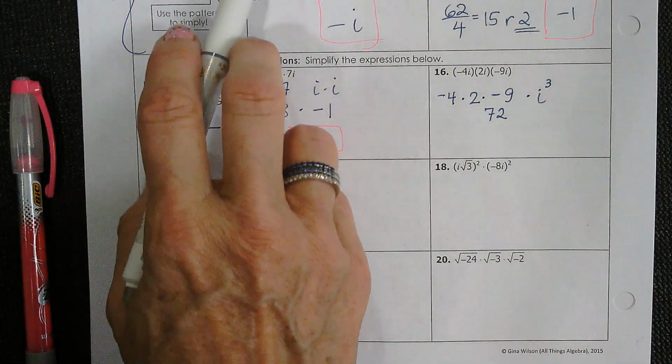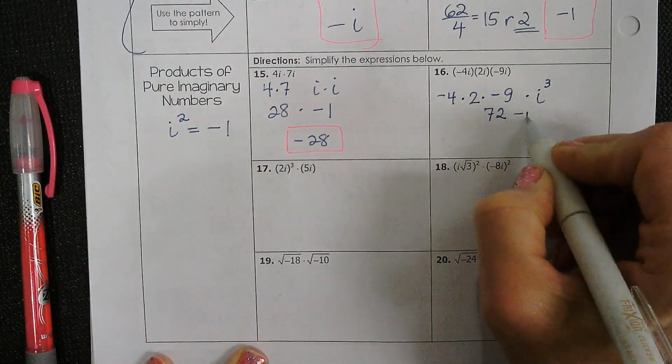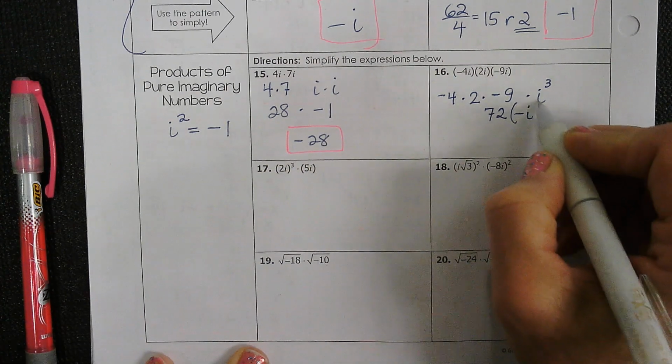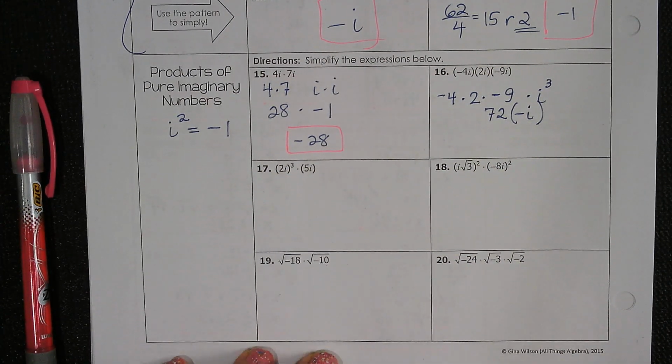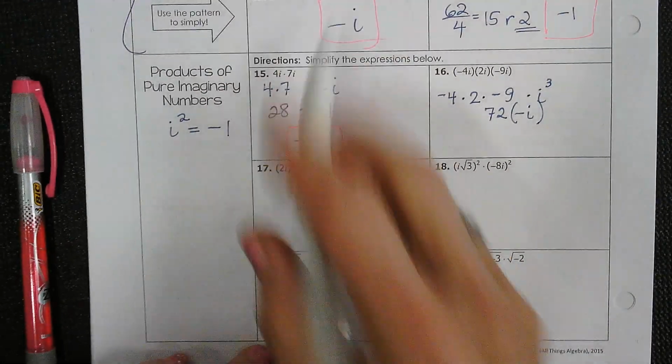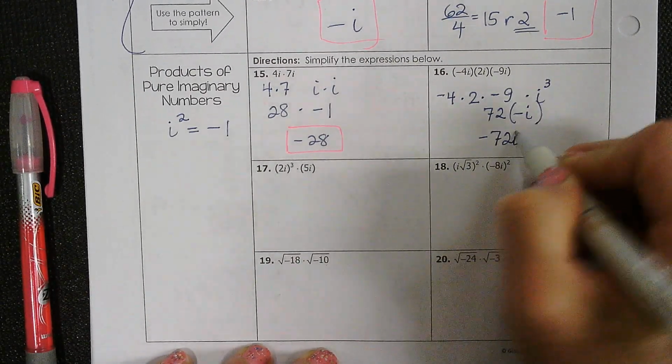Remember from just above here, we know that i cubed is equal to -i with our pattern just from above. And so when you multiply those, you get -72i.